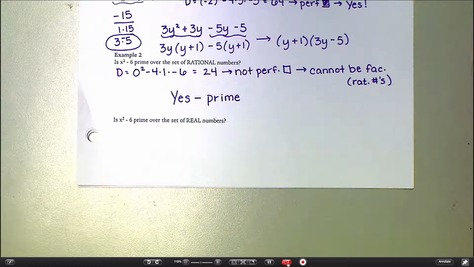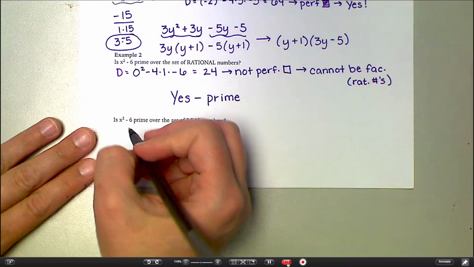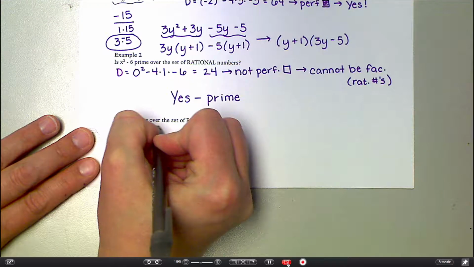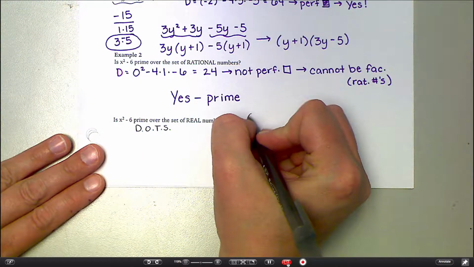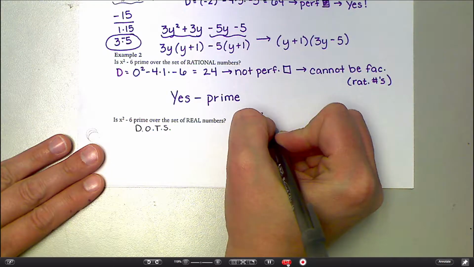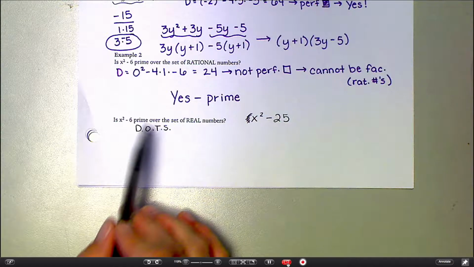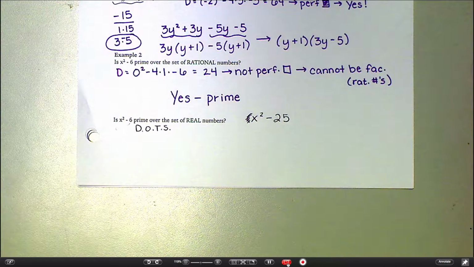So think to yourself, what kind of factoring problem does this look like? I hope you're saying, well, that looks like a difference of two squares. Those are usually the problems that look like this. But the issue is 6 is not a perfect square. So technically, I can't call this a difference of two squares.